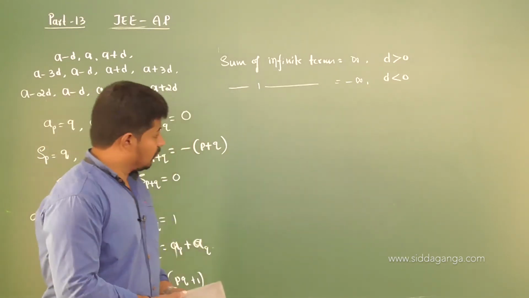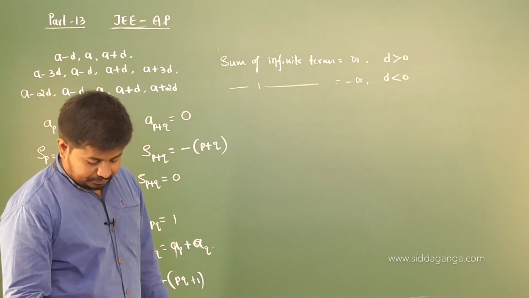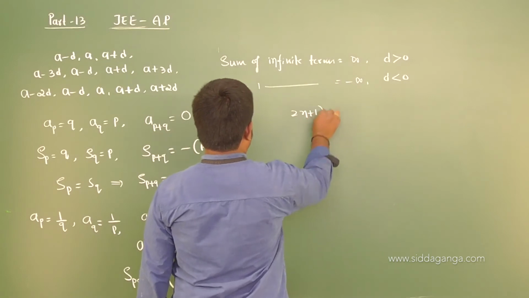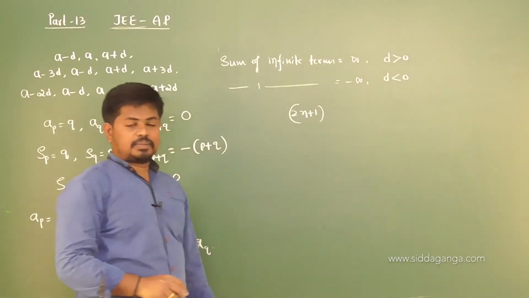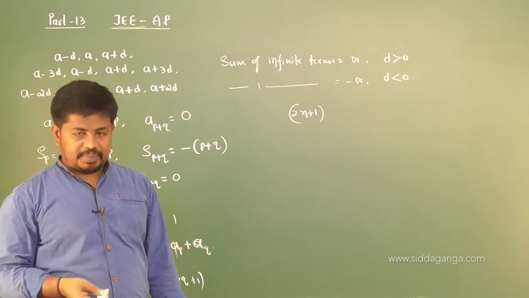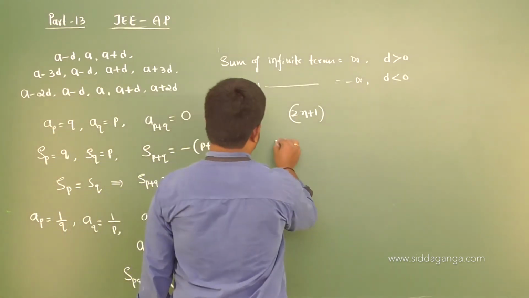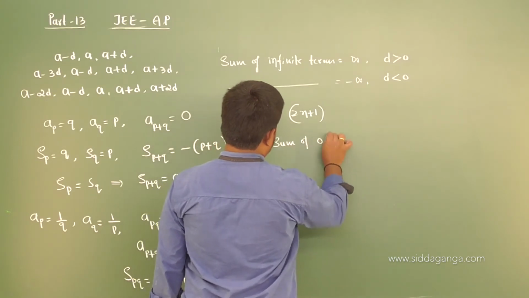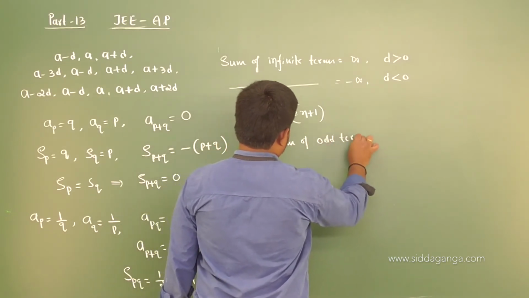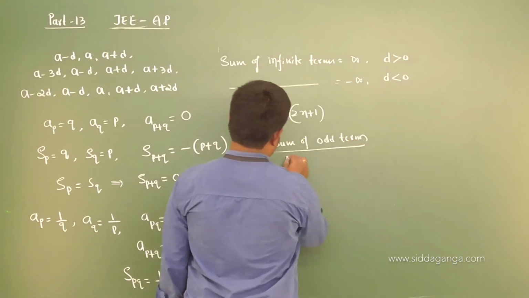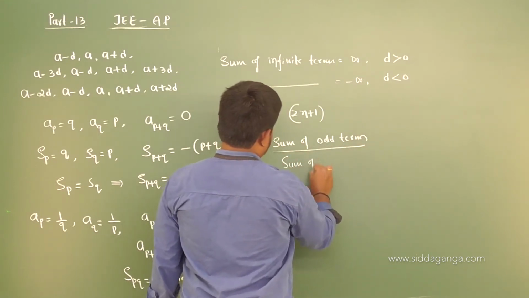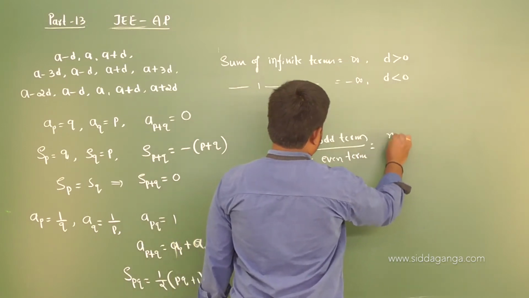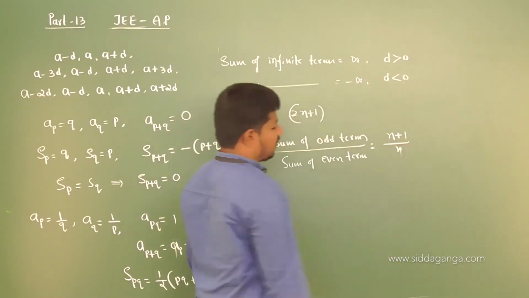Okay. Now, one more result is, if there are 2n plus 1 terms in an AP, then the ratio of the sum of odd terms to the sum of even terms will be equal to (n plus 1) by n, that is, (n plus 1) is to n.